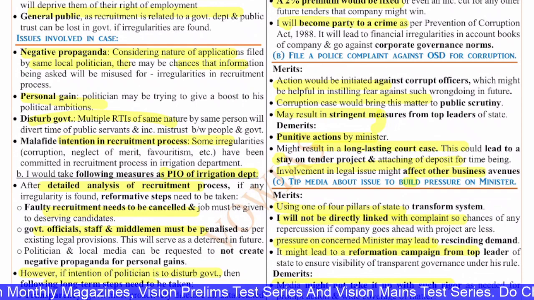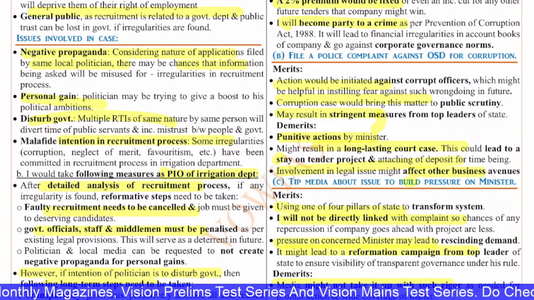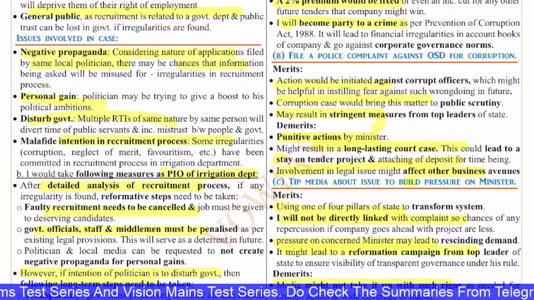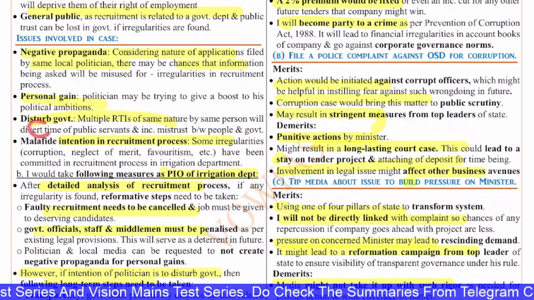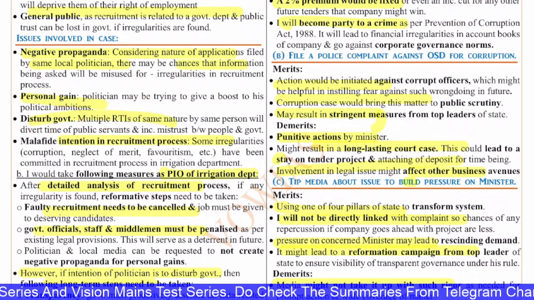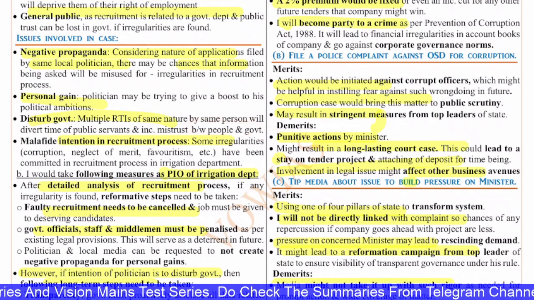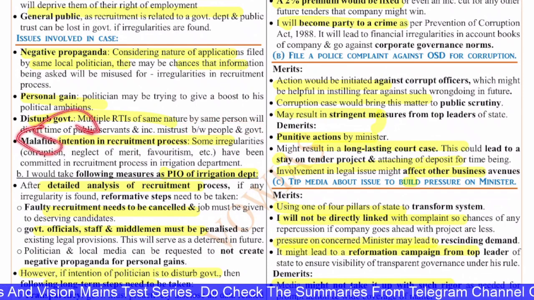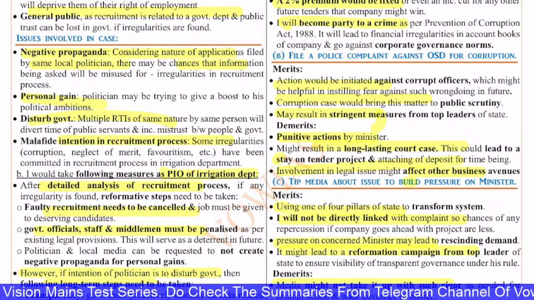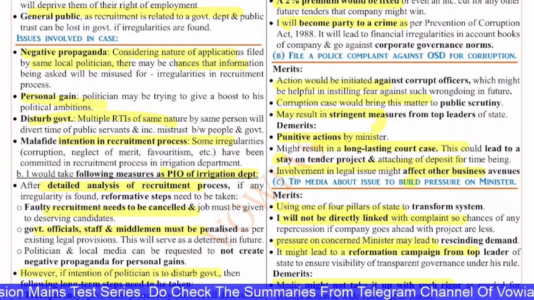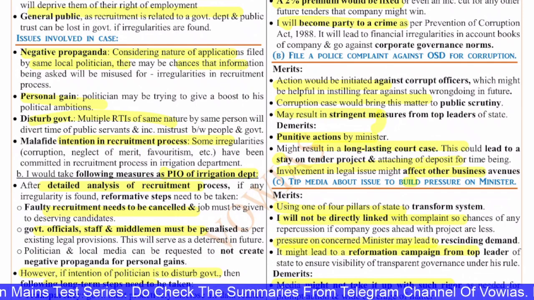And the next thing is to disturb the government, because here multiple RTIs are filed by the same person, and it will divert time of public servants and increase the mistrust between people and the government. And malafide intention in the recruitment process: some irregularities, corruption, neglect of merit, favoritism, etc. have been committed in the recruitment process in the irrigation department. These are the various issues.